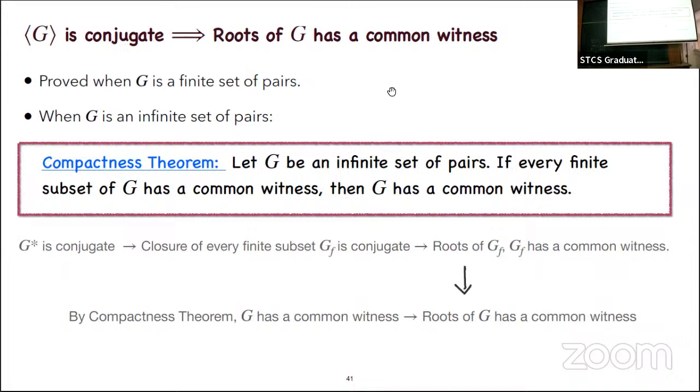What is this compactness theorem? What does it say? It says that if G is an infinite set of pairs, and every finite subset of G has a common witness, then G has a common witness. Okay, so what's the idea?